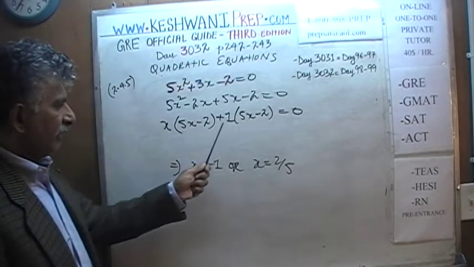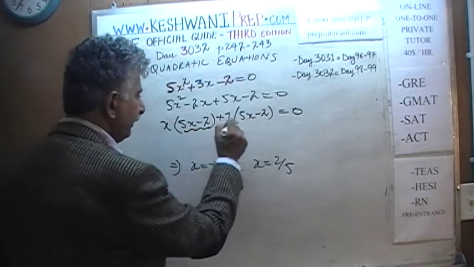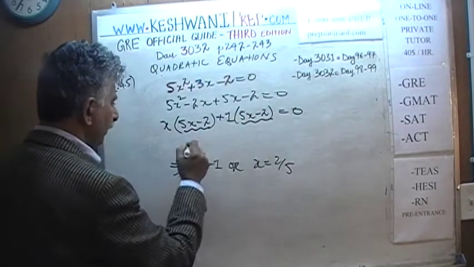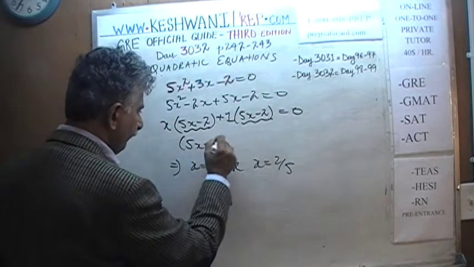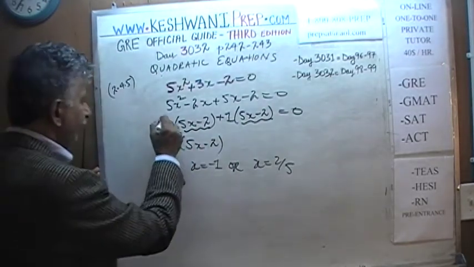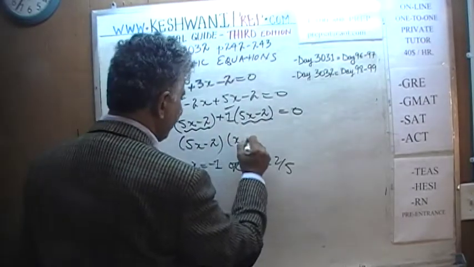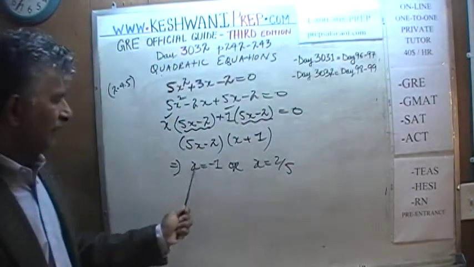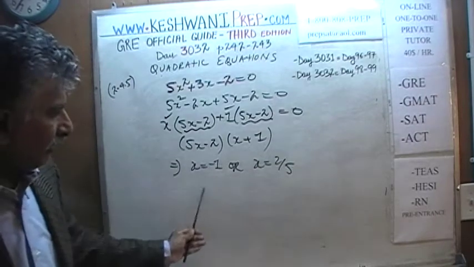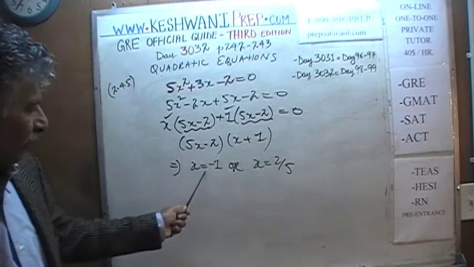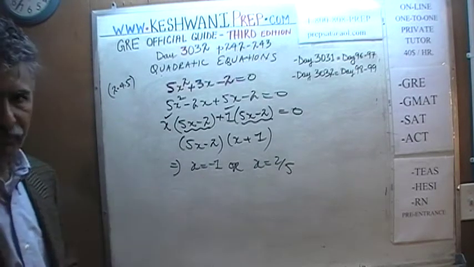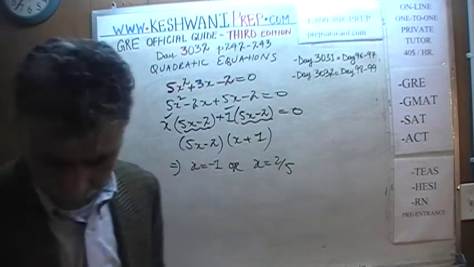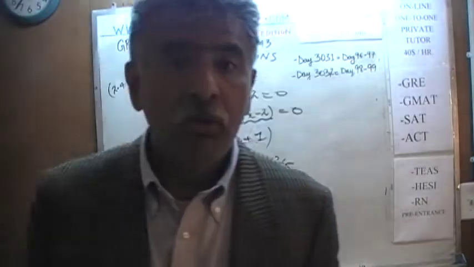Again, you see 5x minus 2 is a common factor here. These are the common factors in these two quantities. We take them out, 5x minus 2, we are left with x here and a positive 1 here, x plus positive 1. And we get the same answer as before, but in a different order. This appears later and that appears first. That's the same thing. Or we could have simply used the quadratic formula.